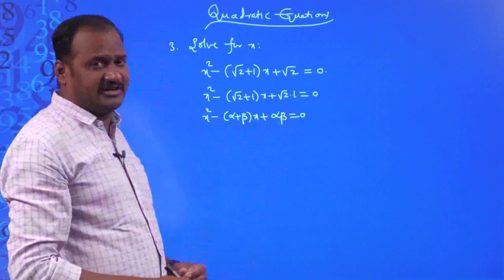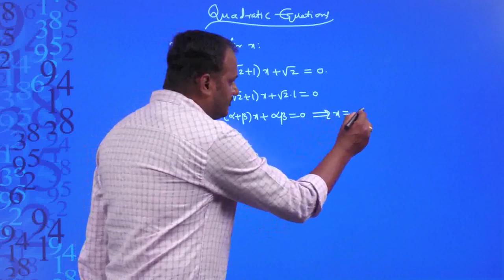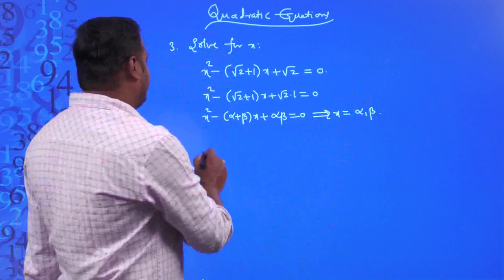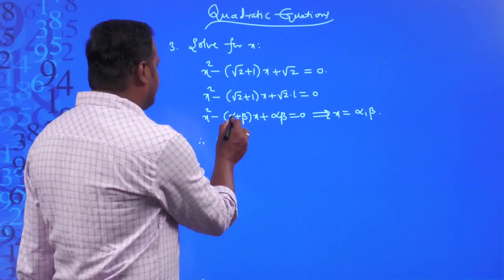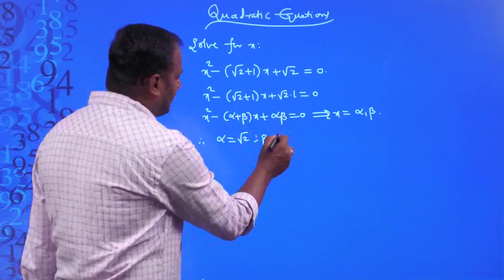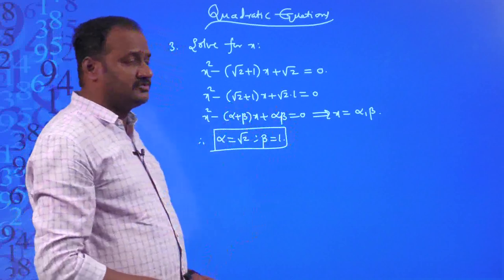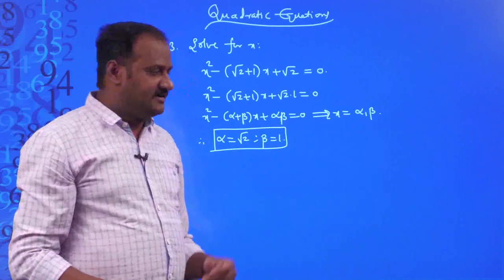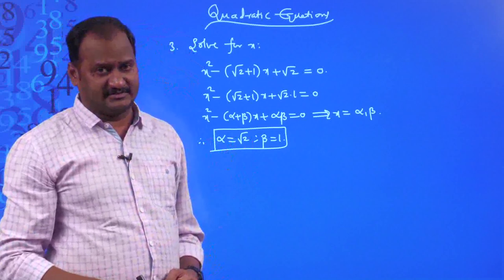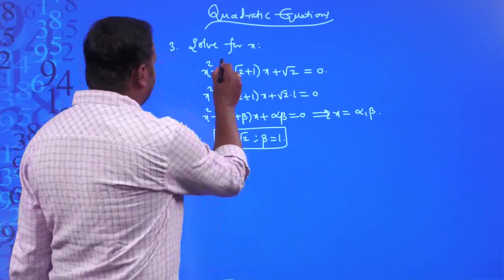You know this, if this is the quadratic equation, then what are the roots? Yes, the roots are going to be x is equal to alpha comma beta, right? What is alpha? What is beta here? Therefore, in the place of alpha, you have root 2, and in the place of beta, you have 1. Therefore, the roots are going to be alpha is equal to root 2 and beta is equal to 1. So, this way you can easily find out the roots of any quadratic equation, right? Okay. Let us move on to one more example, that is solve for x.